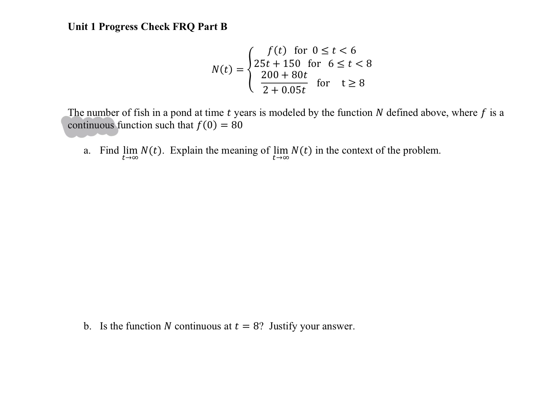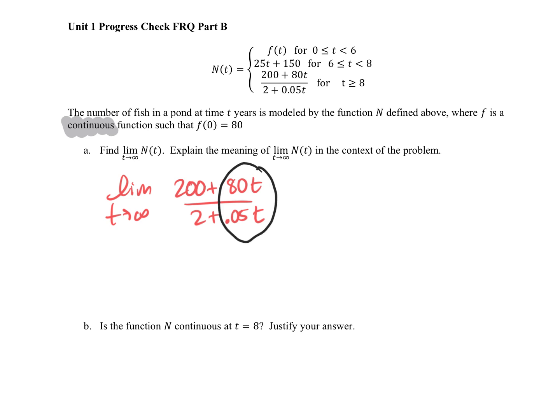We can't keep having more fish because there's not going to be enough food for these fishies. So what do we think? We're looking at the limit as t approaches infinity of (200 plus 80t) over (2 plus 0.05t) without a calculator. Yeah, he's saying I just need to look at the terms with the biggest exponent.